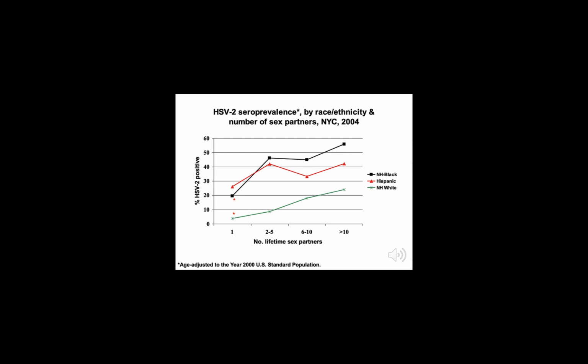And what this probably reflects is differences in the probability of encountering HSV-2 in sexual networks defined by race ethnicity, to the extent that people have sex primarily in sexual networks of people like themselves in terms of race ethnicity, in terms of educational attainment, and so forth. But there are vast differences here in the risk of herpes 2 by race ethnicity.